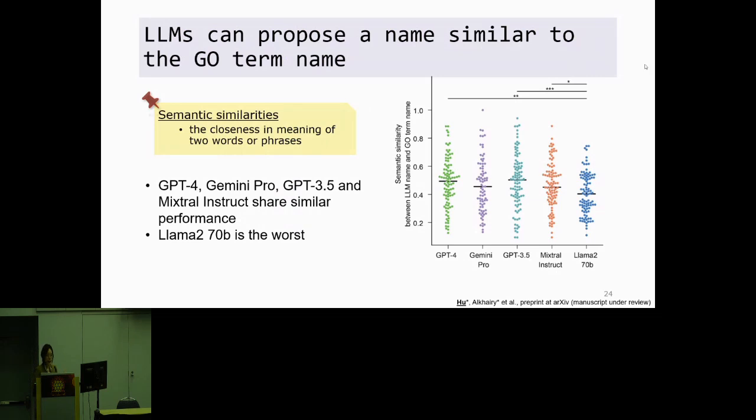So what we can see is that most of the LLMs can do a pretty good job in returning similar names to those already known in the database, except Llama 2 70B. And the take-home message is that LLMs have the ability to recover known information that's potentially embedded in their training data.